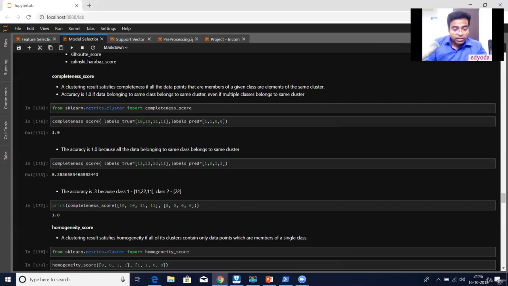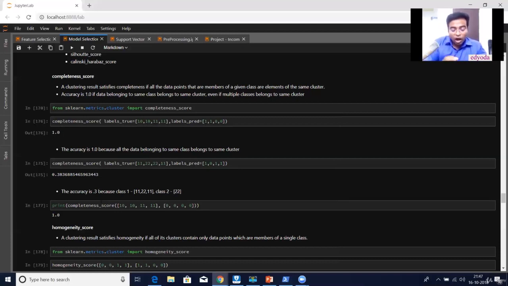One. And similarly here you can see 11 22 22 11, and you're saying 11 and 22 belong to cluster 1, and this 22 belongs to cluster 0, so the accuracy is less. Okay, so again here, 10 10 11 11, all of this belongs to the same cluster 0. So that was the rule here, right?